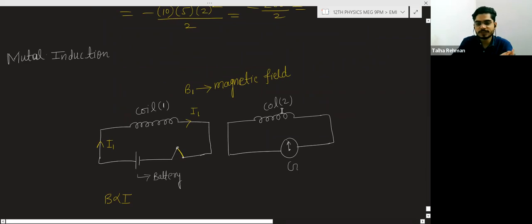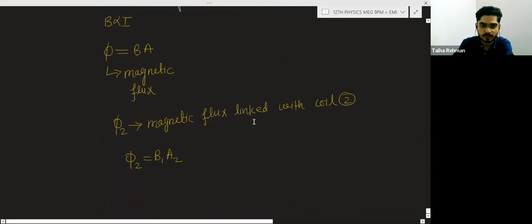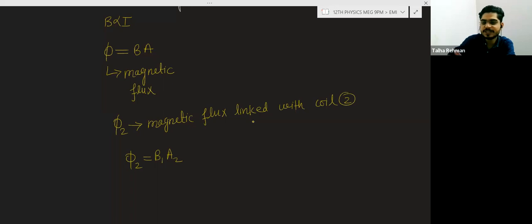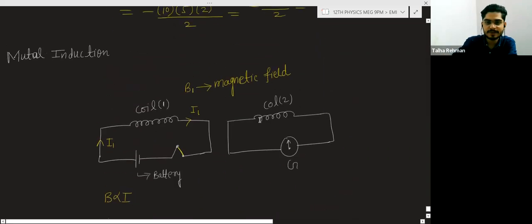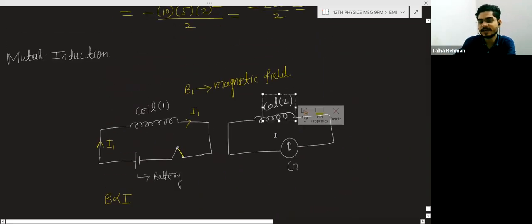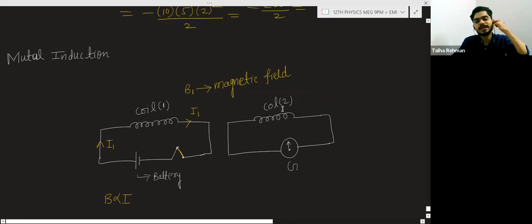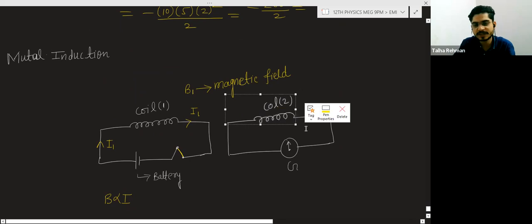And what is the cause of the magnetic flux? The current in coil 1. If you increase the current, the magnetic field in coil 1 increases, so you can say the magnetic flux linked with coil 2 will increase. So what will happen? The change in flux with respect to time gives you the EMF. Whenever the flux linked with the coil changes, there will be an induced EMF in this coil, and due to the induced EMF, there will be an induced current in this coil.